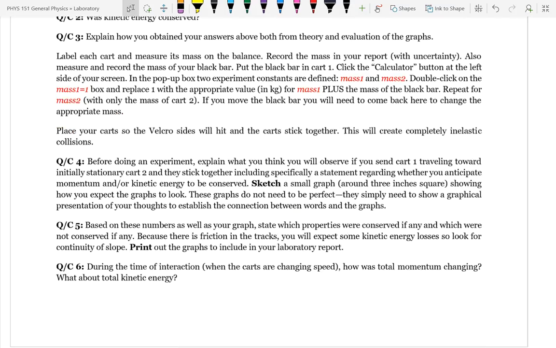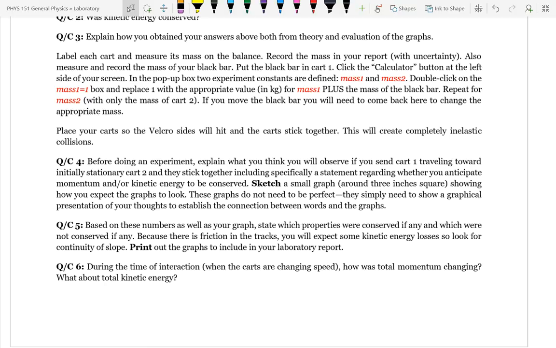The first actual experiment you're going to do is place the Velcro sides so the Velcro sides will hit and the cards will stick together. This is why you actually have 2 different types of cards. This card is called the collision card. Nope, dynamics card. This one's called the collision card. It has the plunger.